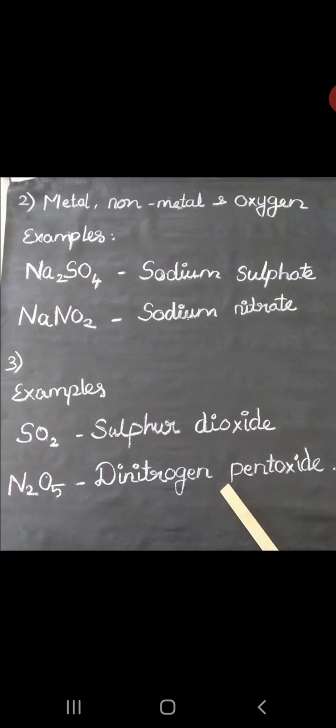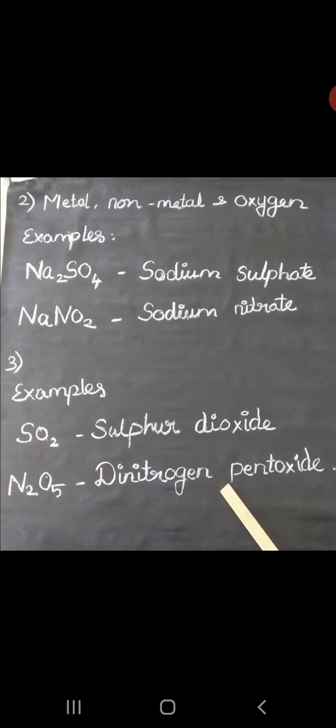Next, in naming a compound containing two non-metals, a prefix such as mono, di, tri, tetra, penta, etc. is used, and it is written before the name of the non-metals. So SO2 is sulfur dioxide. In SO2 there are two oxygens, so we write it as dioxide.